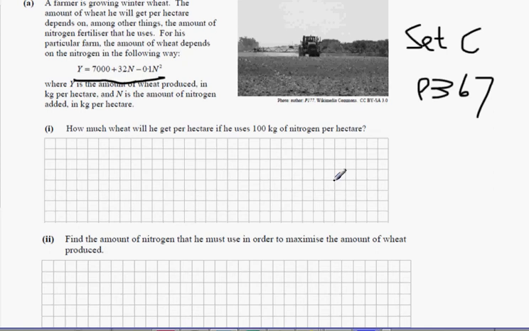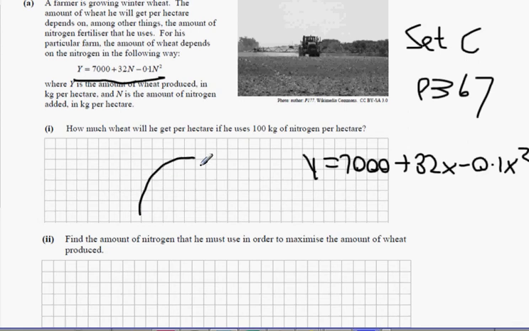The way I want you to think of this is an equation like what we just dealt with a second ago. 7,000 plus 32x minus 0.1x squared. What I want you guys to tell me is, is this an N-shaped or a U-shaped graph? The letter that's squared, does it have a negative number in front of it or a positive number in front of it? Negative. It means when you draw this out, it turns into an N-shaped graph, which means it has a maximum, not a minimum.